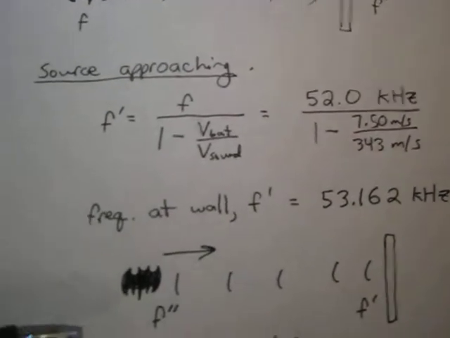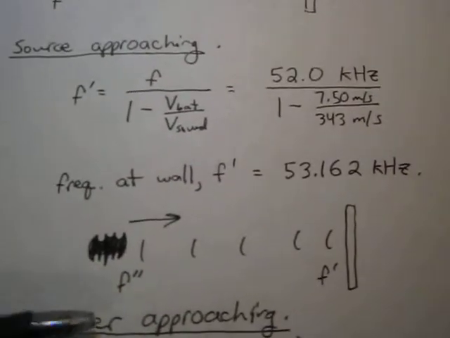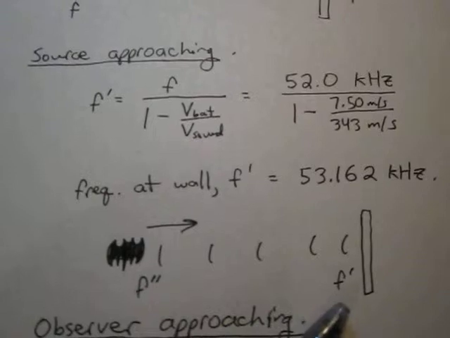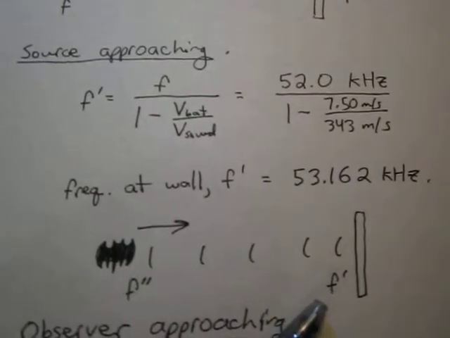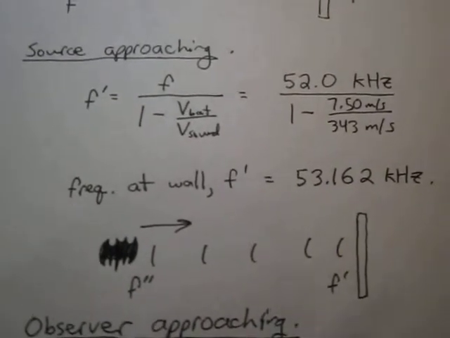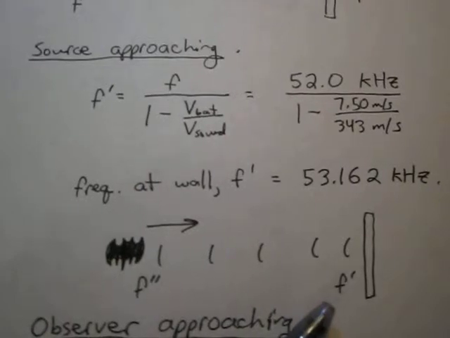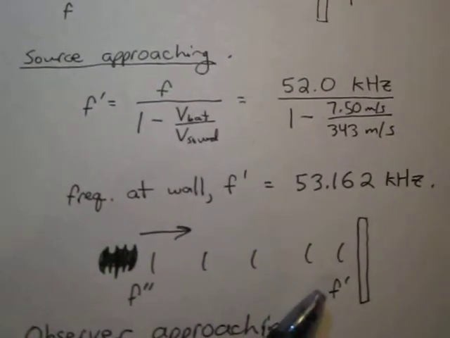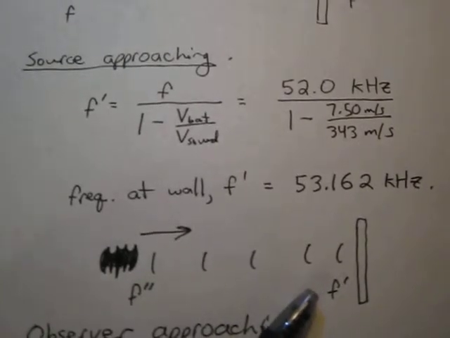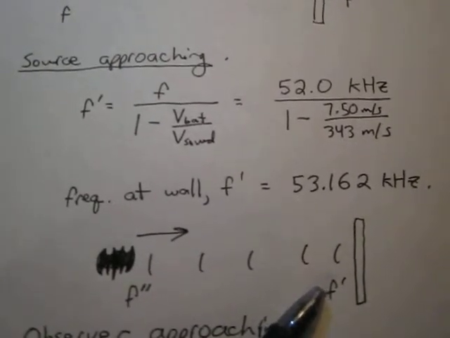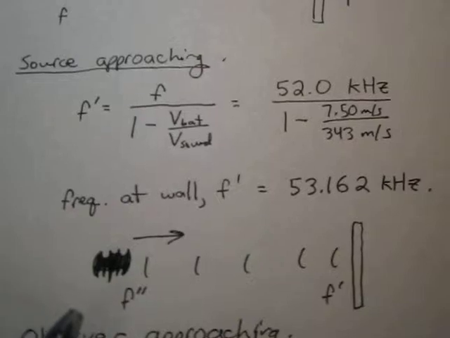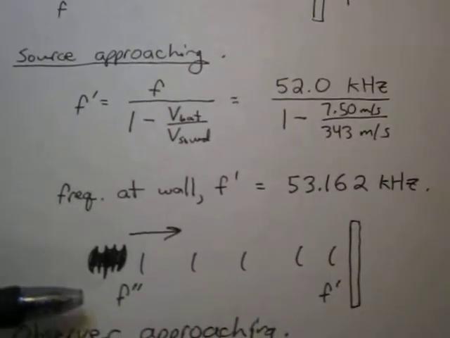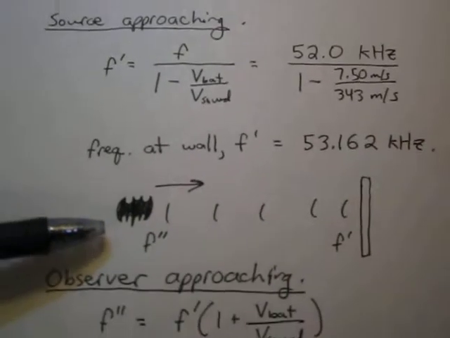Now, let's apply that over here. Now we'll take that 53.162 kilohertz as being emitted. Actually, it's being reflected, but as pertains to the formulas that we've learned, we can take it as being emitted by the wall at 53.162 kilohertz. And now we're looking at a stationary source and a moving observer as the bat is moving towards the wall. So we'll find the frequency as the bat perceives it as being f double prime.